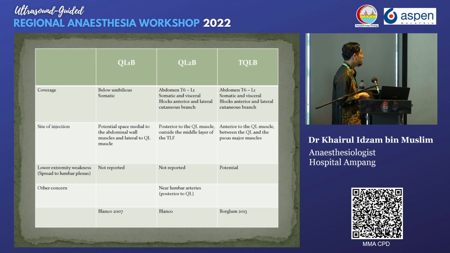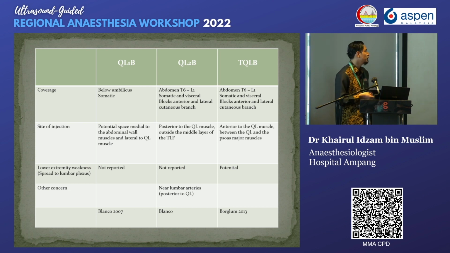The site of injection for QL1 is the potential space medial to the abdominal wall muscles and lateral to the QL muscle. QL2 is posterior to the QL muscle, outside the middle layer of the transversalis fascia. For the QL3, anterior to the QL muscle, between the QL and the psoas major muscle.